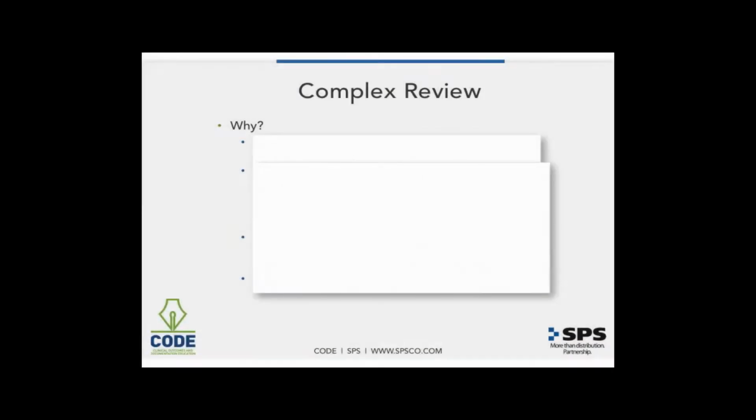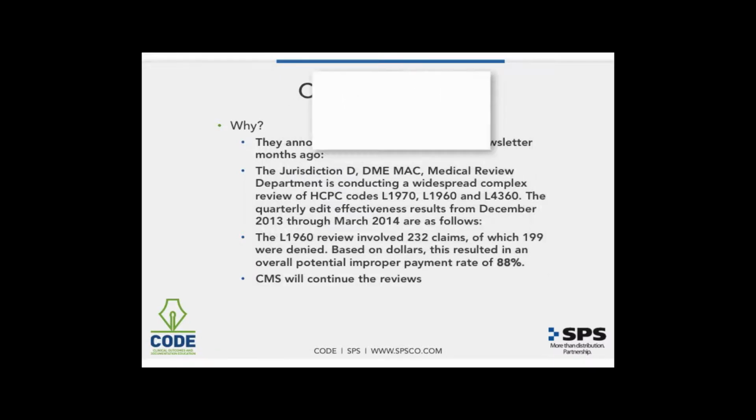So in this case, the practitioner was wondering, how come this claim went to complex review? You know, was it something wrong with the paperwork? Does the practitioner have a history of billing issues with 1960? Was it something like that? That's not the case. Right at this time in this region, the DME MAC, in this case Noridian, had sent in a newsletter. Hopefully you're on these newsletter lists from your regional carrier. And saying that they were going to do a widespread complex review of L1970, 1960, and 4360.